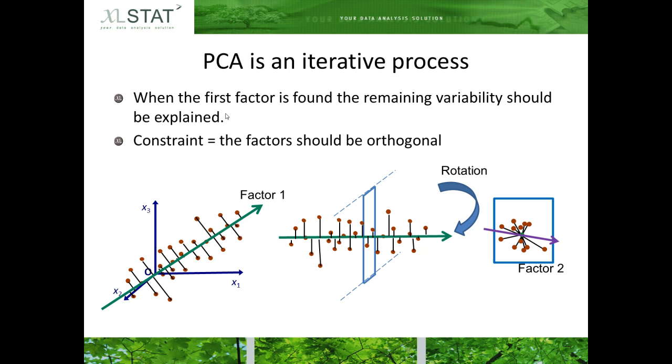So if we take the purple vector, it will also reach the maximum of variability, and that is our factor 2. Then we can project the samples on that vector, and then there will still be some remaining variability that we can try to explain.